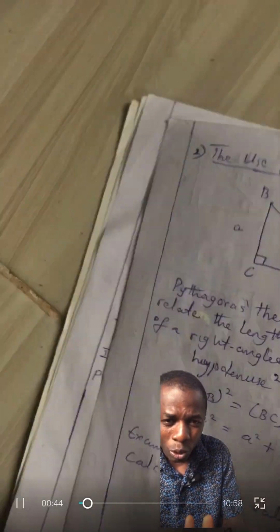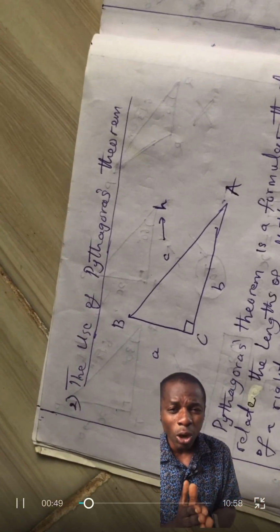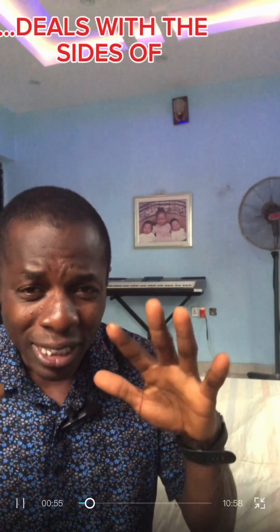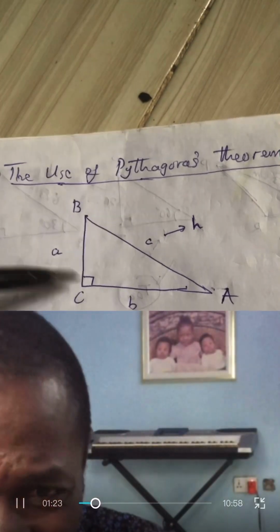So today I will be moving away from the use of SOHCAHTOA to the use of Pythagoras theorem. Now, Pythagoras theorem deals with the sides of the right angle triangle only with respect to the hypotenuse side. So when writing out the formula of the Pythagoras theorem, it starts with the hypotenuse first. That becomes the subject of the formula. So it will be hypotenuse square is equal to the sum of the squares of the adjacent sides.